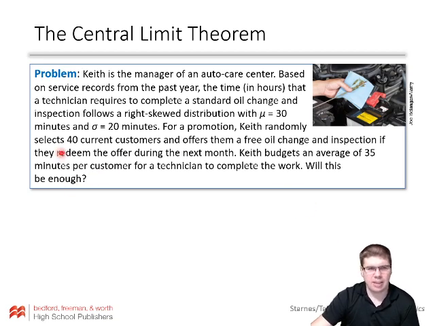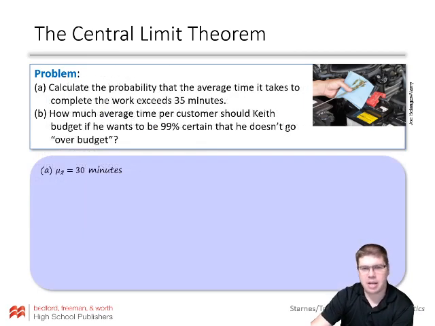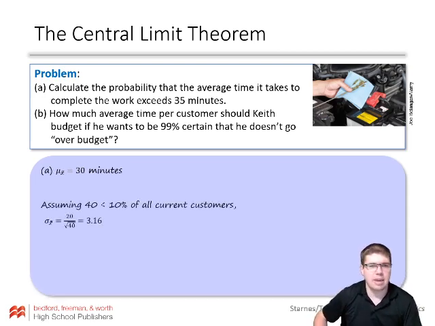All right, so that's going to be their average that we're going to be dealing with. So our average x bar is going to match the mean of the population, which was 30. Remember, the mean was 30, standard deviation was 20, the shape was skewed. The standard deviation, assuming that 40 is less than 10% of all current customers, which we'll assume, that there are at least 400 customers if they're in business. And so we can use that standard deviation of 20 divided by the square root of 40, and that's the standard deviation of the sample mean. All right, the average amount of time it will take.